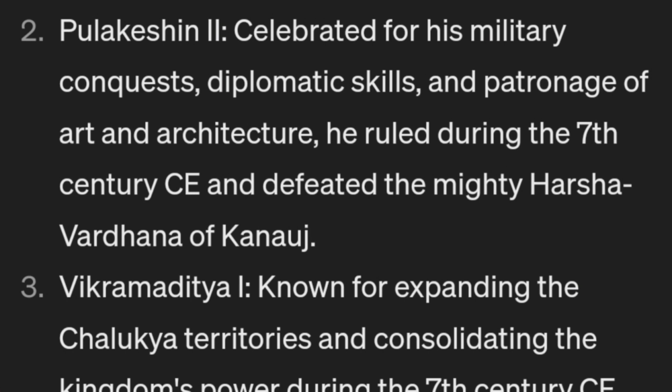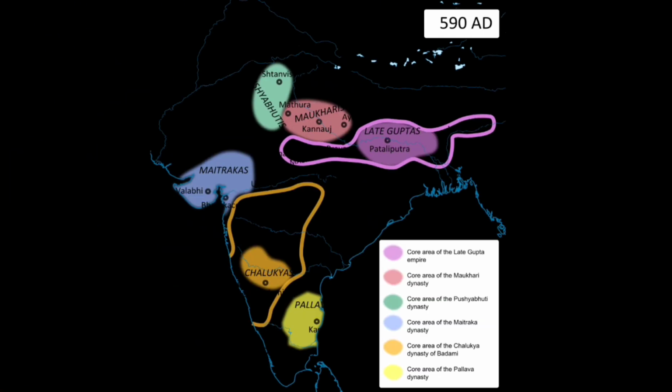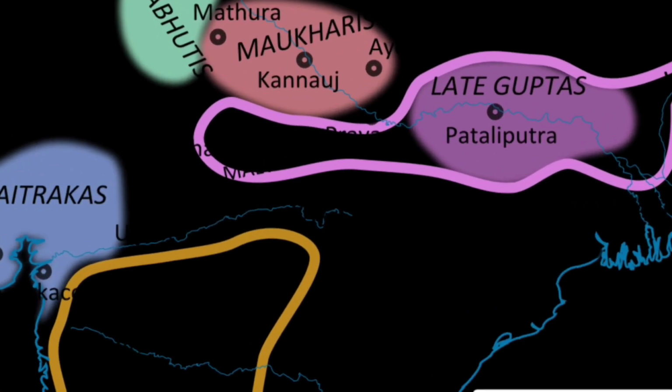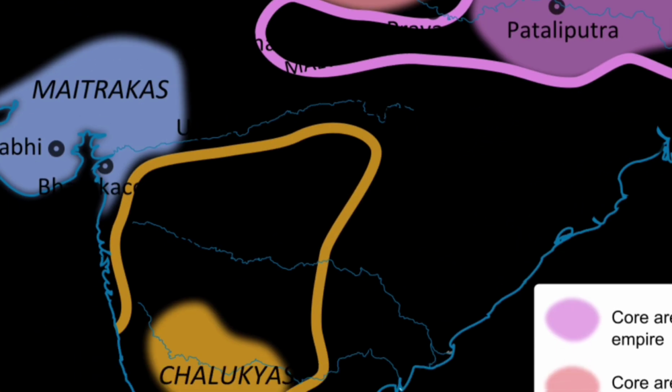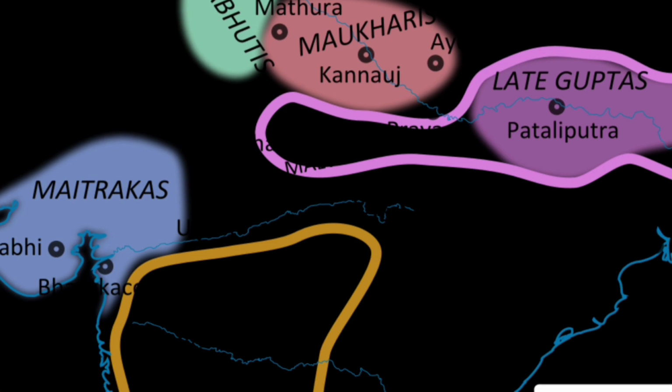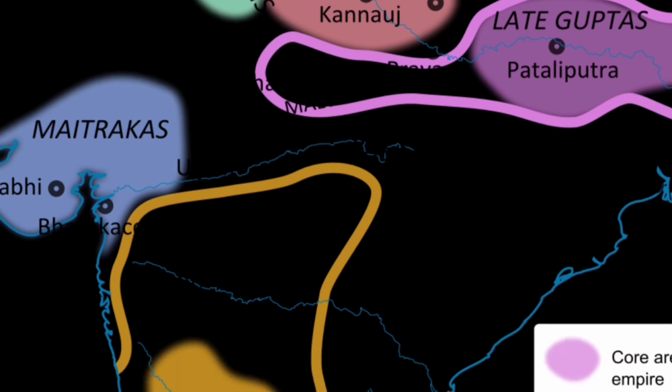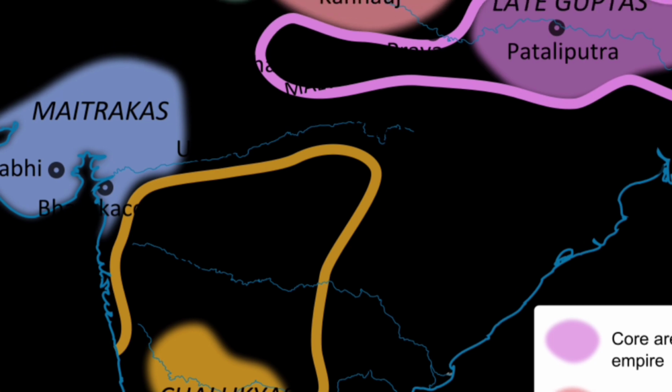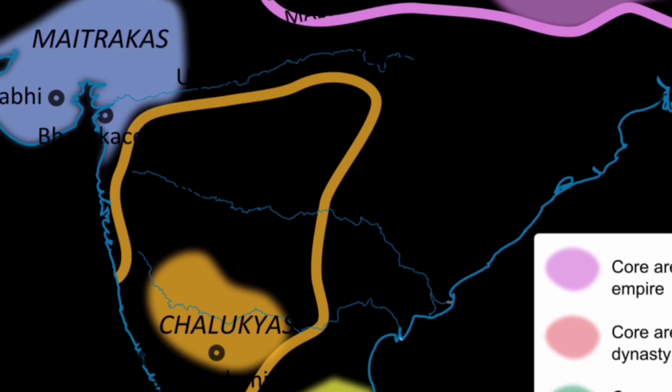He ruled during the 7th century CE, and there was a famous battle on the banks of the Narmada. You can see the Narmada river flowing just above the Chalukya Empire, and in the north you can see the Pushyabhuti dynasty. The famous king of the Pushyabhuti dynasty, Harshvardhana, was expanding his empire towards the south. When he reached Vallabhi as well as Bharuch, the kings of Vallabhi, Bharuch and Malwa went to Pulakesin II for help. In the fierce battle on the banks of the Narmada, Pulakesin II defeated Harshvardhana and stopped his southern conquest.